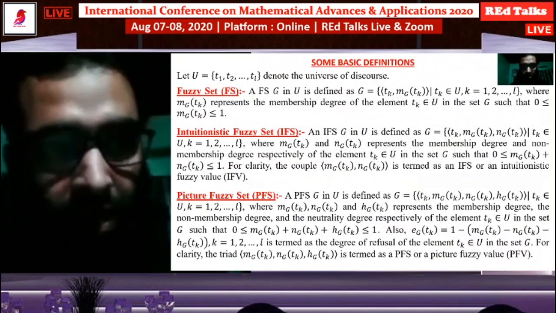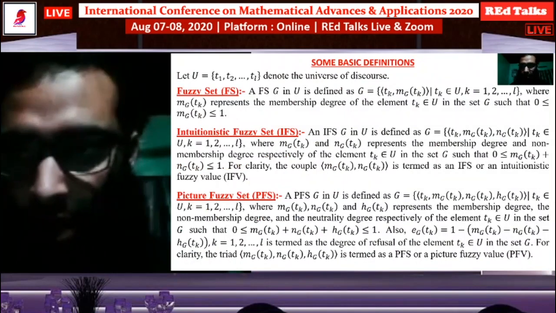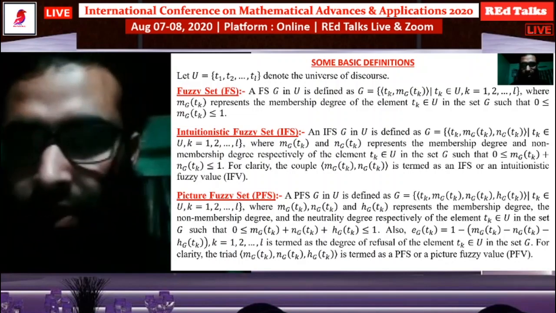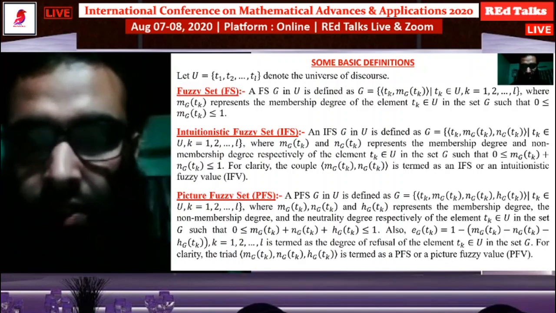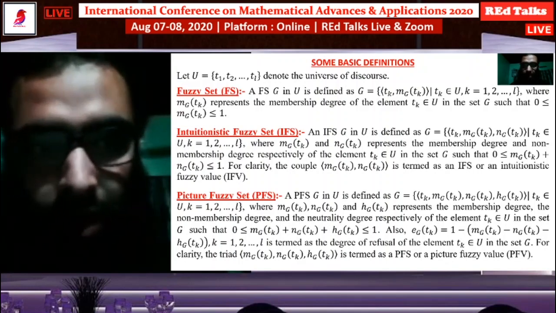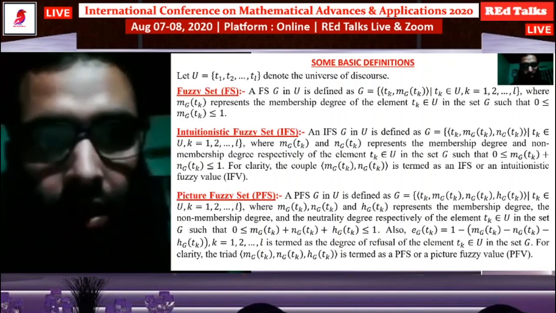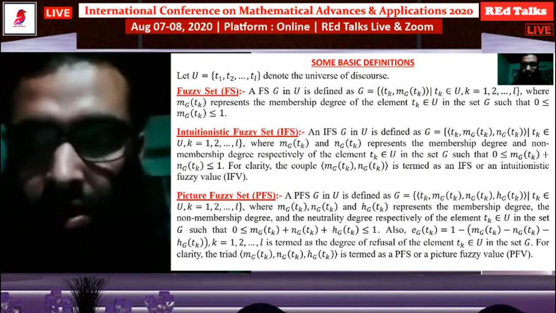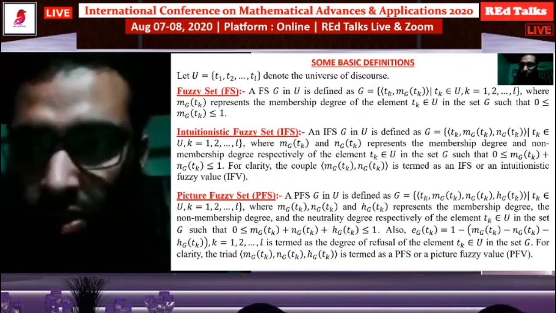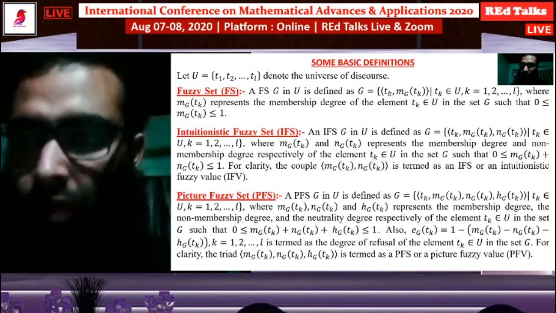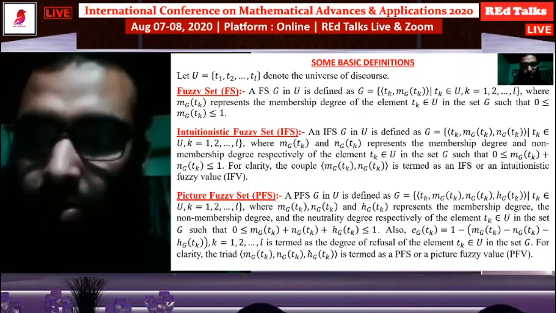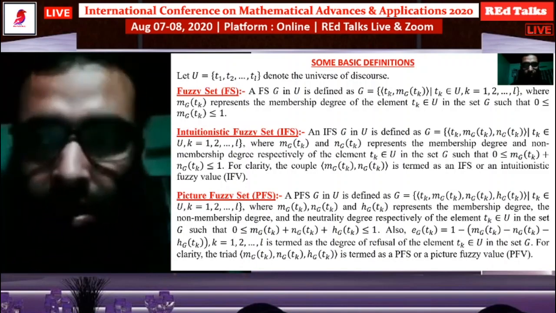So, some basic definitions. Let U be a universal set, then a fuzzy set is defined as G equal to Tk, Mg of Tk, where Tk is an element of the universal set, and Mg represents the membership degree of the element in the set G, such that it should lie between 0 and 1. This fuzzy set was introduced by Zadeh for handling various vague, or we can say ambiguous, situations in our day-to-day life which cannot be handled by ordinary crisp set theory.